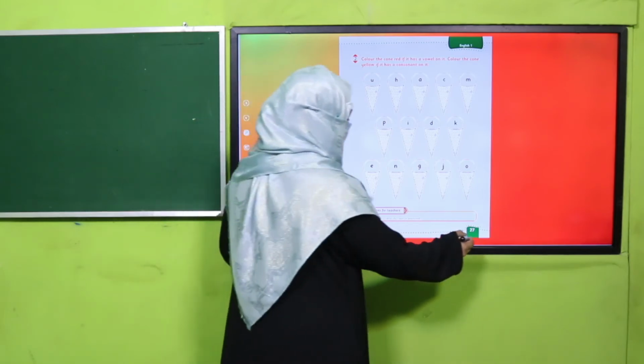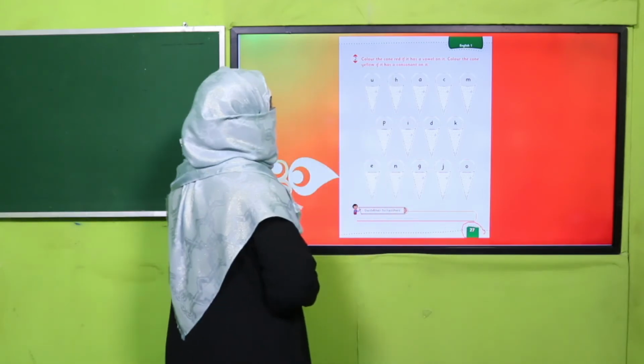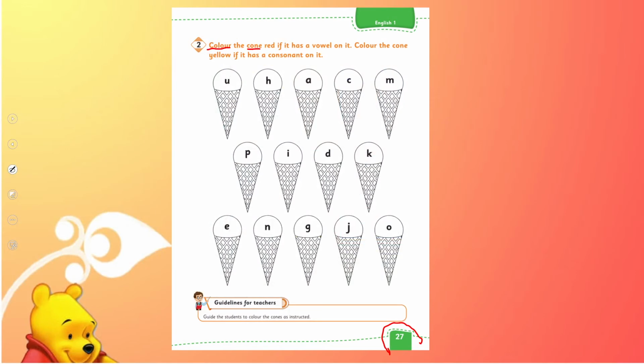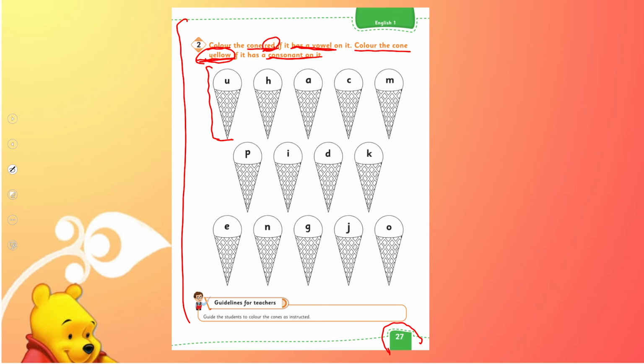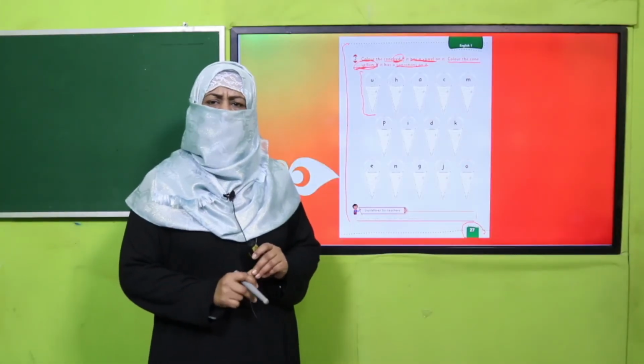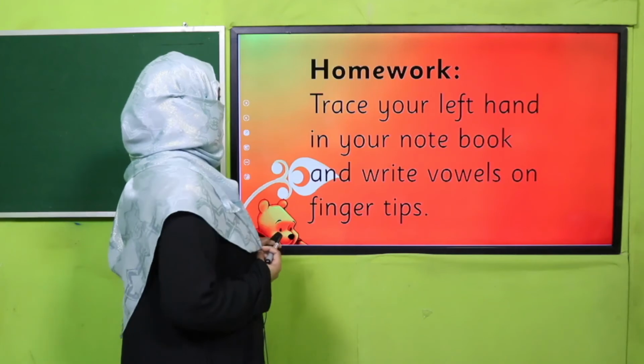Here is a very interesting activity in your book on page number 27. You will color the cone red if it has a vowel, and you will color the cone yellow if it has a consonant. So you will read the letter. If it is a vowel, you will color it red. And if it is a consonant, you will color it yellow. So pause the video and complete this coloring activity. Yes, my dear children, are you done with it? Good job.